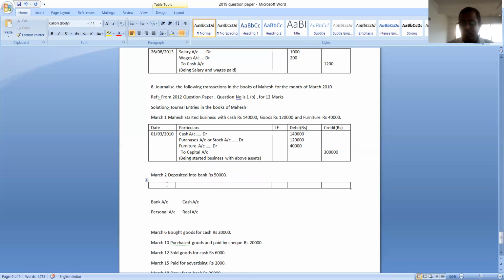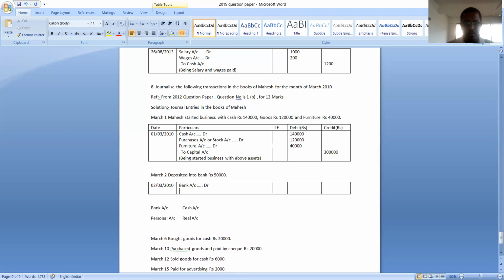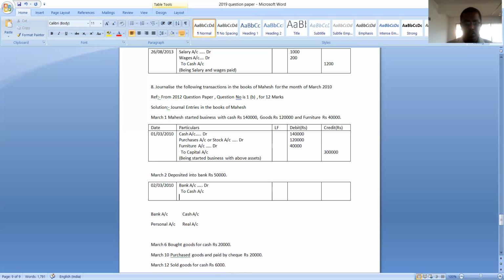Bank account is personal account. What is the rule of personal account? Debit is the receiver, credit is the giver. So deposited into bank means banker is the receiver, no? So which account should be debited? Bank account should be debited. Which account should be credited? Cash account should be credited, because cash is going out of the business.